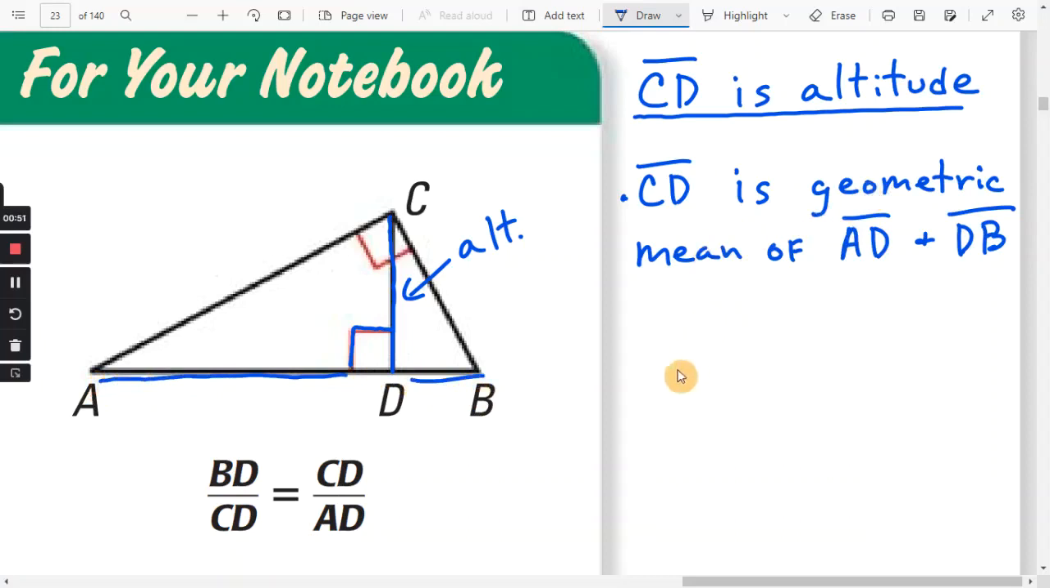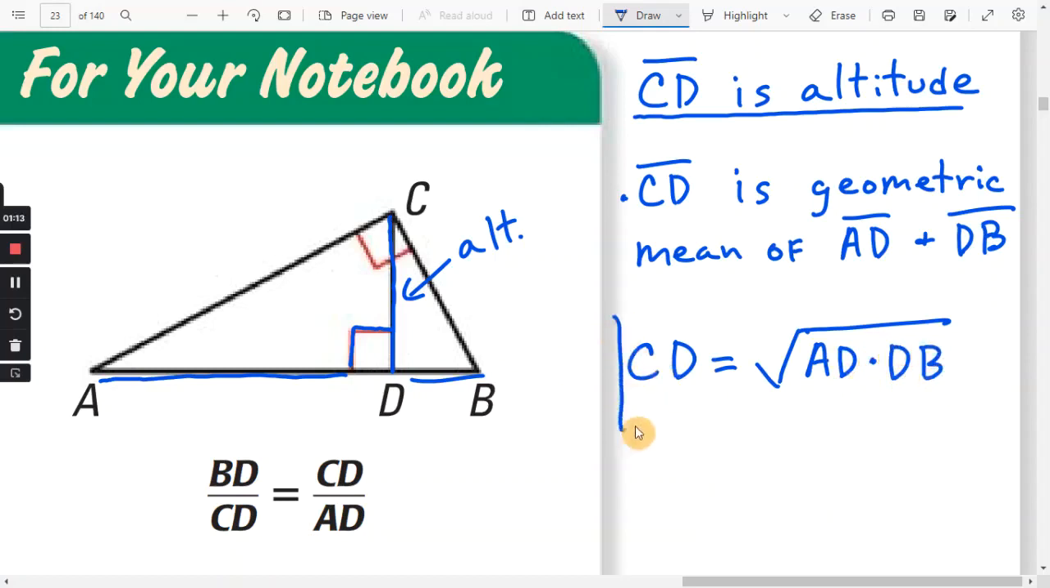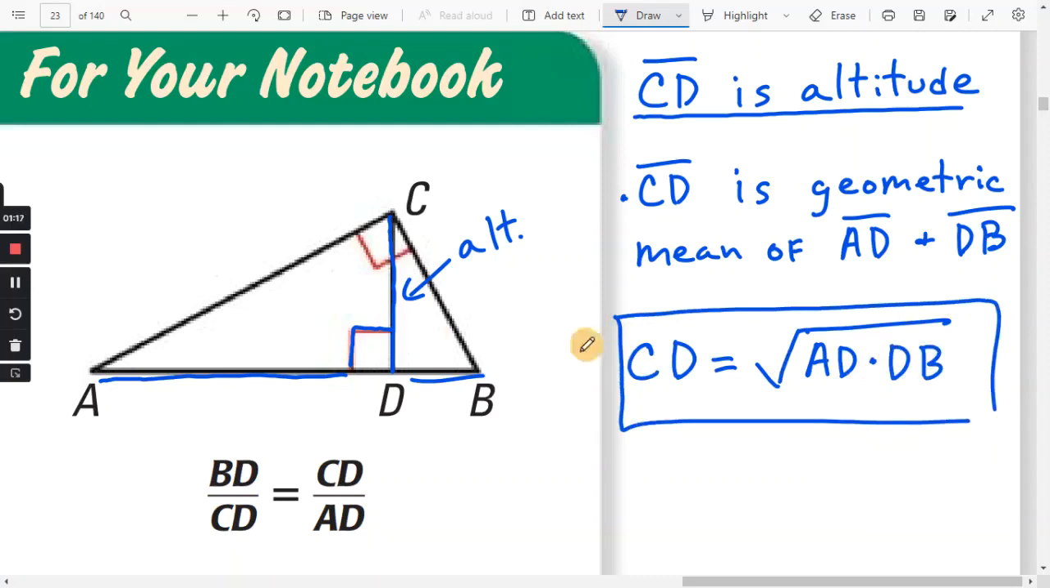The geometric mean is the square root of the product. So you take CD, and that's going to equal the square root of AD times DB. All right, so we're going to be using this formula on the worksheet.